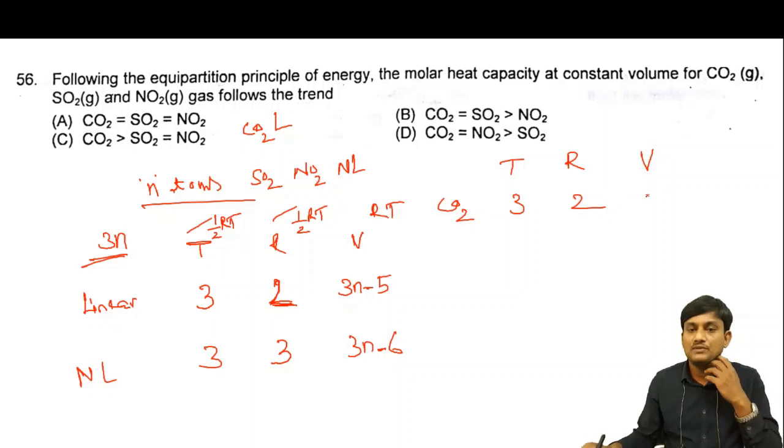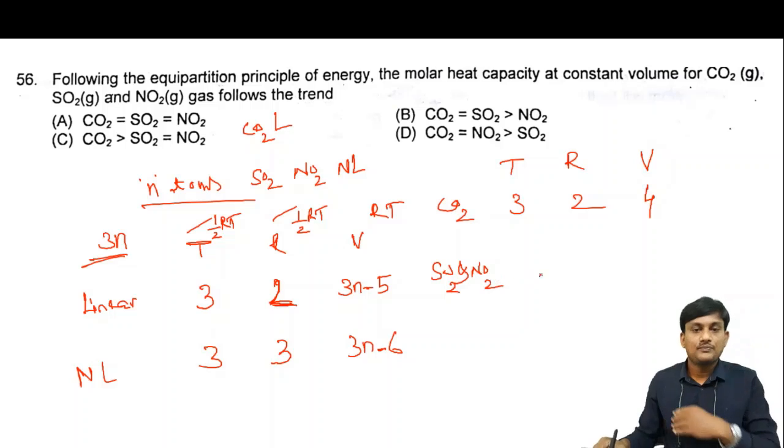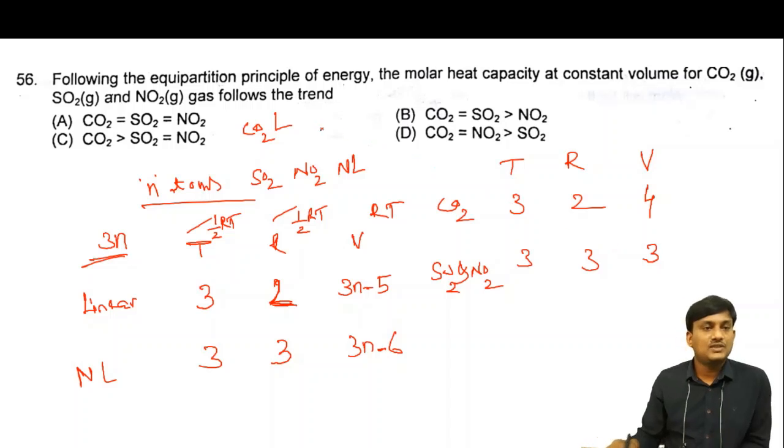9 minus 5, it will be 4. And if you take SO2 and NO2, these are non-linear. In this case, you have 3, 3, and 9 minus 6, it will be 3. Then what is the total energy? According to equipartition principle, what is the total internal energy for CO2?